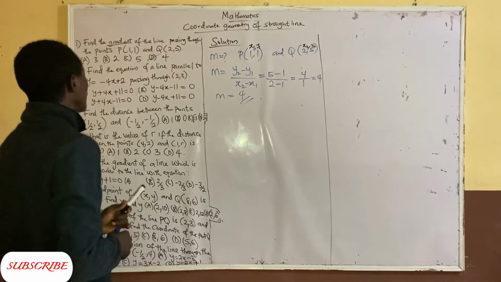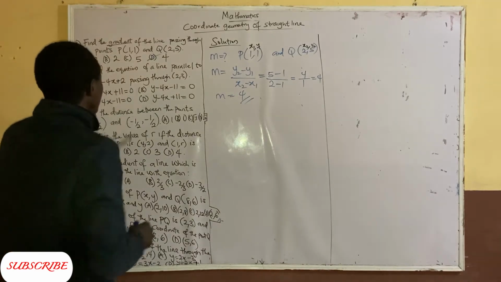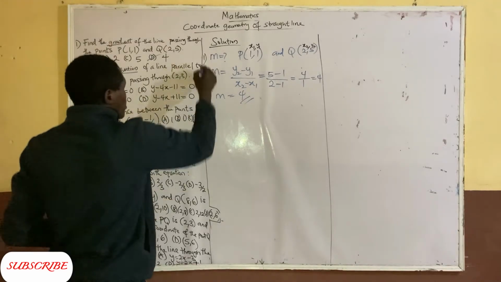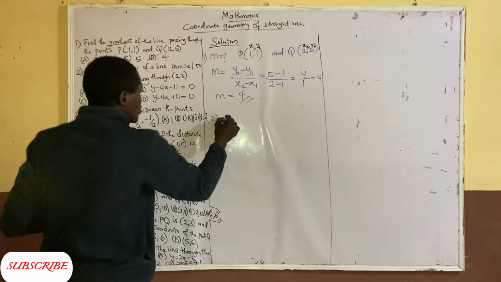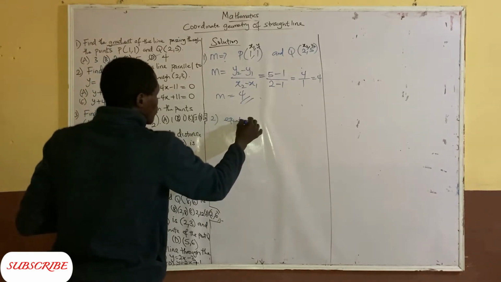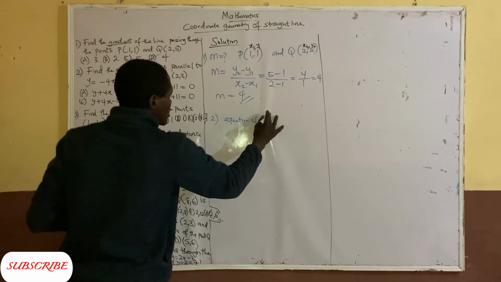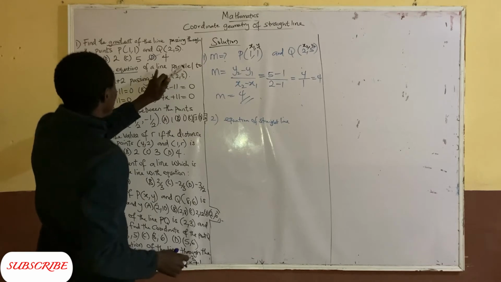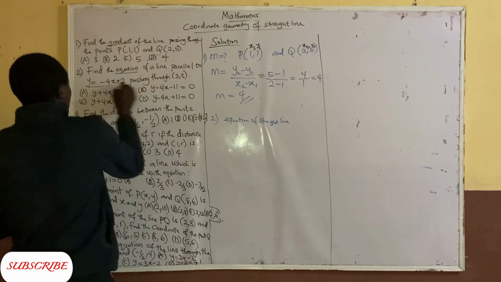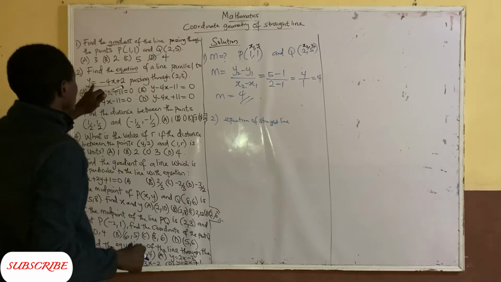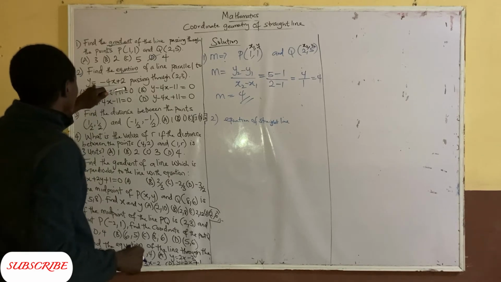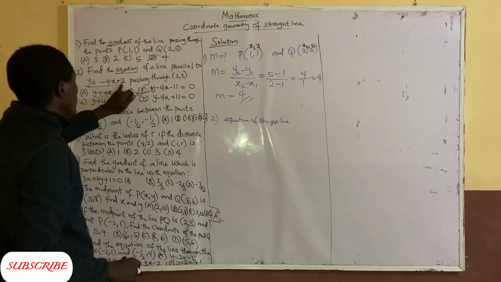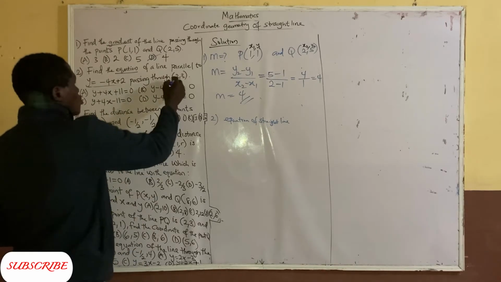Find the equation of a line parallel to... Now we have to find the equation. What equation are we looking for here? The equation number 2. The equation we are looking for here is the equation of a straight line. Find the equation of a line parallel to y equals minus 4x plus 2, passing through the point (2, 3).